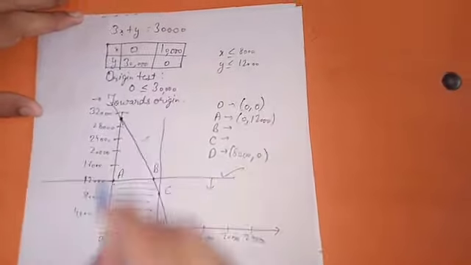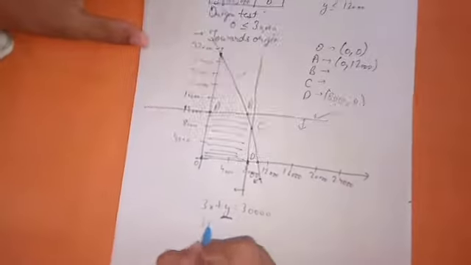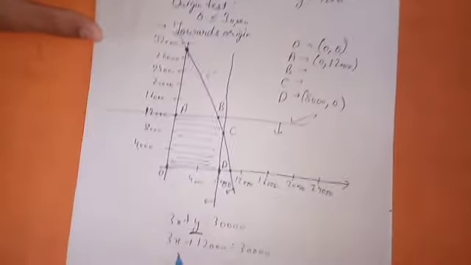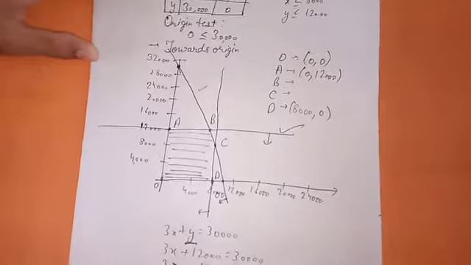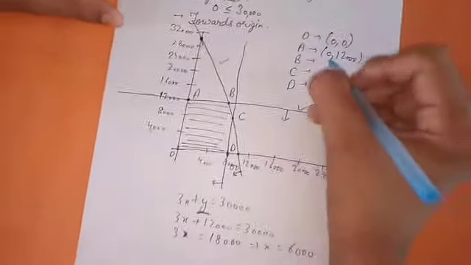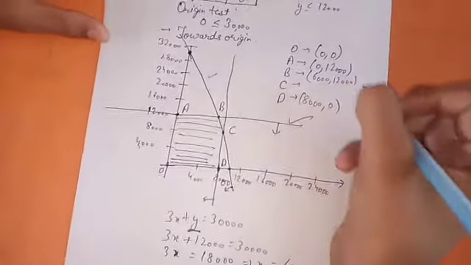Of B we will find using this and this. One is 3x plus y is equal to 30,000, and another is y is equal to 12,000. Value of y we will keep here, so we will get 3x plus 12,000 is equal to 30,000. So 3x will be 18,000 and x will be 6,000. Okay, so coordinates of B are 6,000 and 12,000.